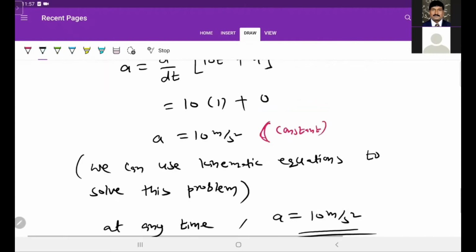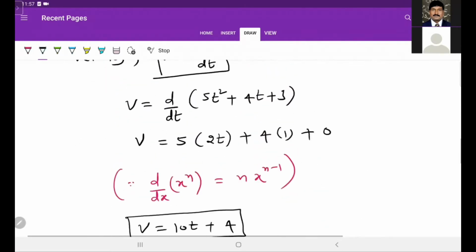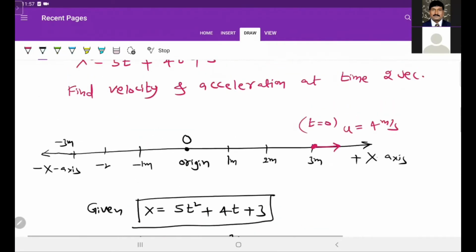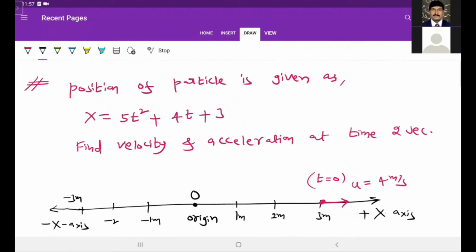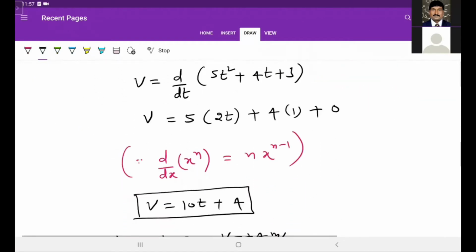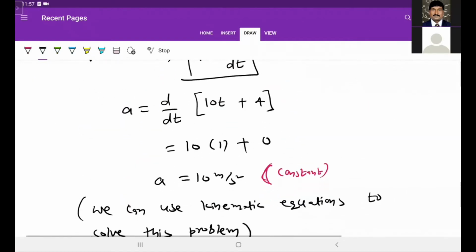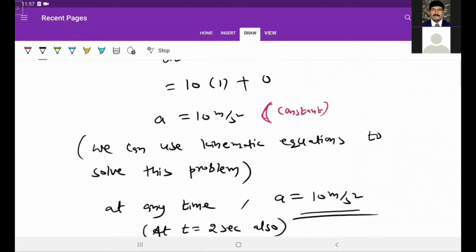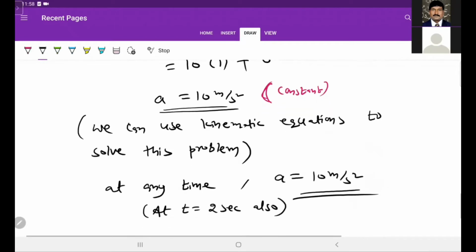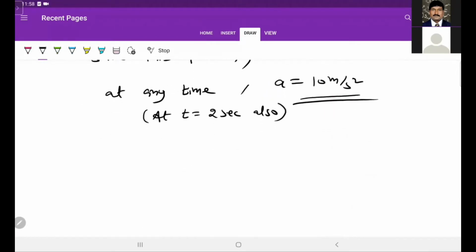So we have to differentiate. If position of the particle is given, differentiate first time, we get velocity. Differentiate second time, we get acceleration. If you look at the acceleration, if acceleration is constant, we can use kinematic equations. If acceleration is not constant, we cannot use kinematic equations.